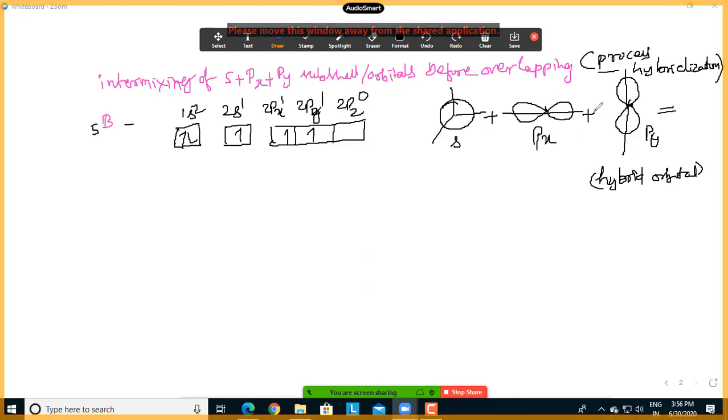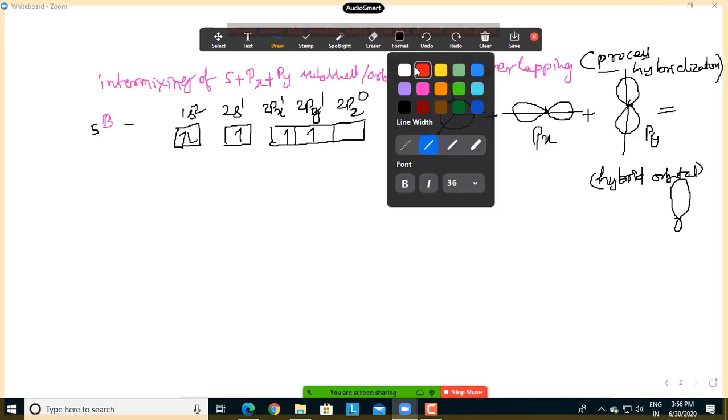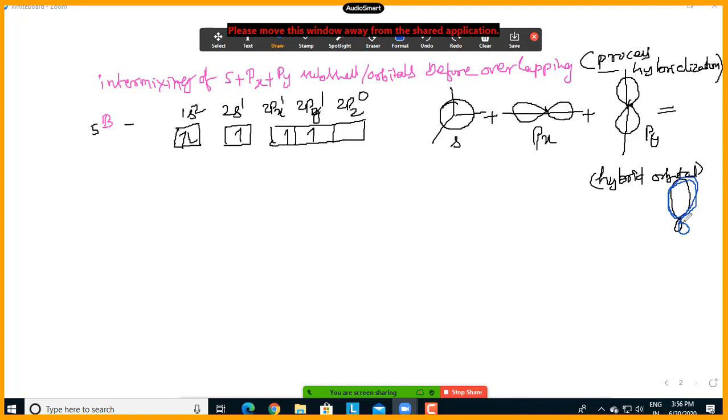After mixing, whatever orbital they form is known as a hybrid orbital. So the hybrid orbital shape is like this. You have done the shapes of s and p. The shape of a hybrid orbital will be just like this, meaning one bigger lobe and one smaller lobe.